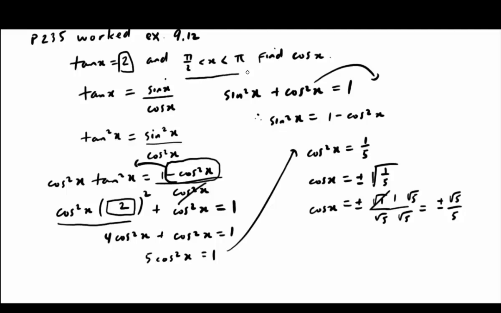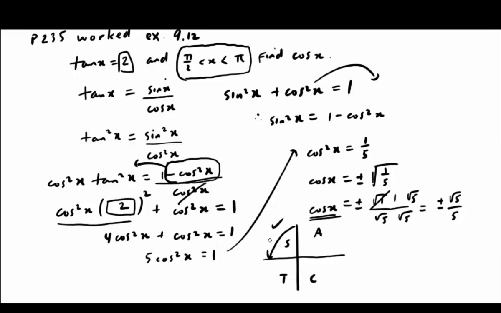Now recall this domain restriction. X here, the angle, must be greater than pi over 2. So it must be between here and pi. It's got to be in this quadrant. All students take calculus, and what we have is cosine is negative in this quadrant too. So therefore, cos x is equal to negative root 5 over 5. And we answered the question, what is cos x?